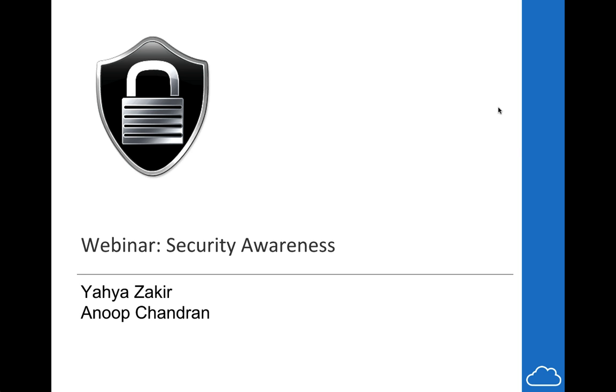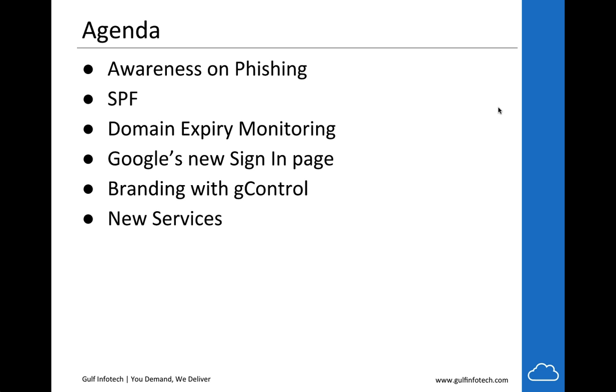Today's webinar will be focusing on the various security aspects on Google, as well as a few slides with security awareness in IT, like phishing and spoofing. So let's start with the agenda. In today's agenda we have the awareness for phishing, how phishing is done and how we can prevent phishing from happening on our domains, and how phishing is not only related and restricted to your emails.